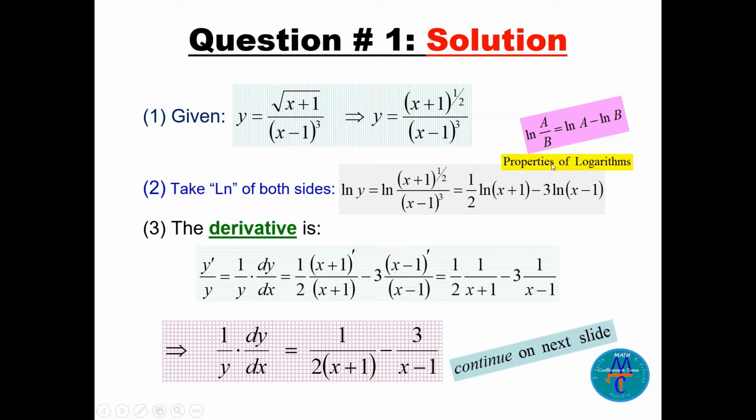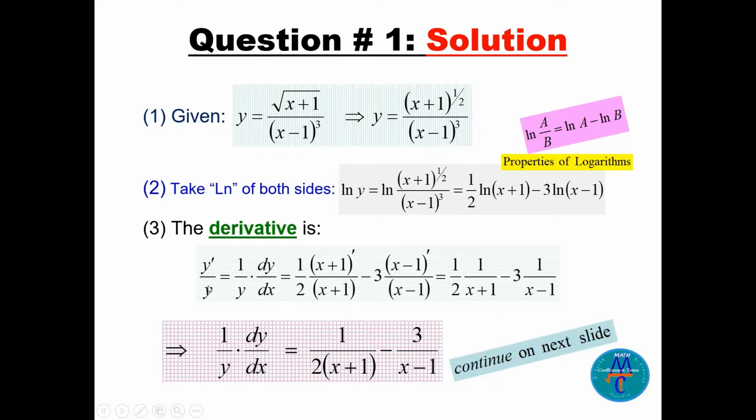This is the properties. So when you take ln of this, there is also a power rule. So you bring the half ln of x plus 1 minus ln of all this, bring the power down, minus 3 ln of x minus 1. So now you can find the derivative. Derivative of ln of y here, it will be y prime over y.